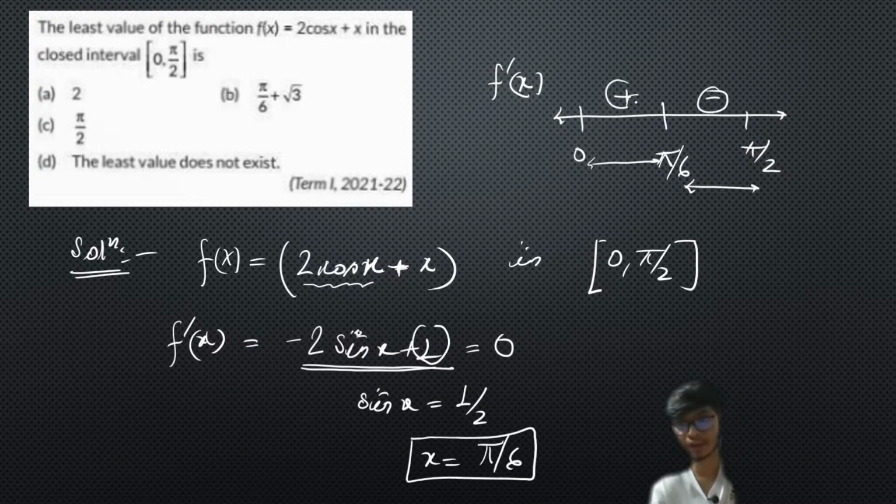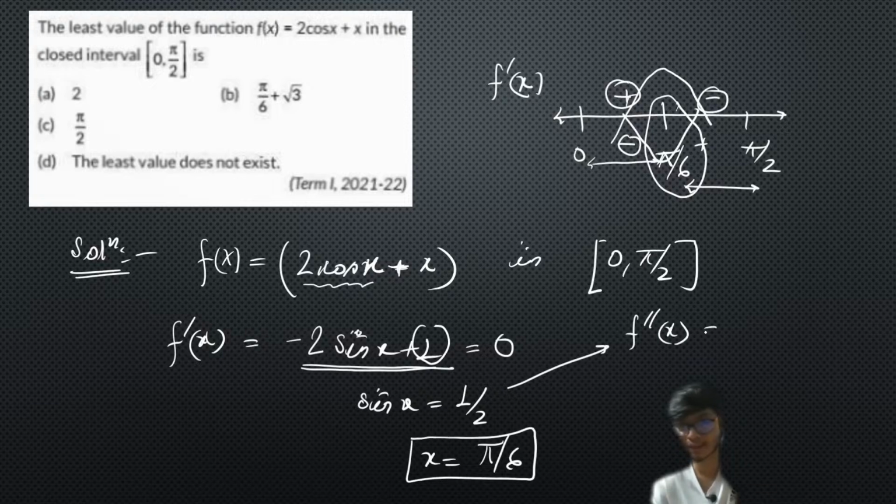a minus sign. So you can see that when the function transitions from positive to negative, it gives me the maxima, and if it transitions from negative to positive, it gives me the minima. So at pi by 6, it's a maxima. We can also prove this by doing the second derivative.